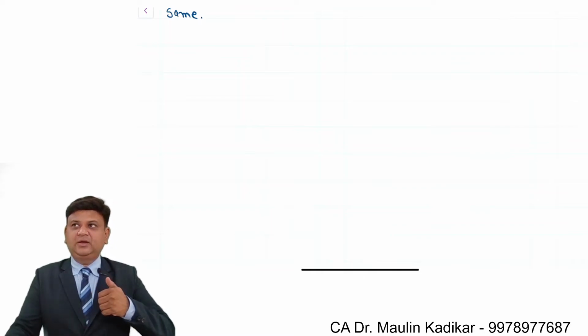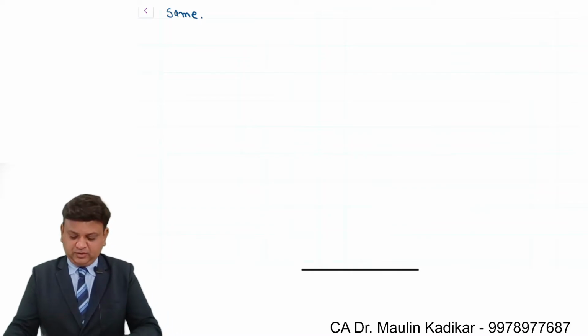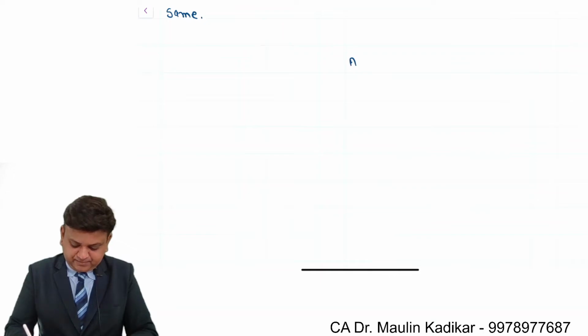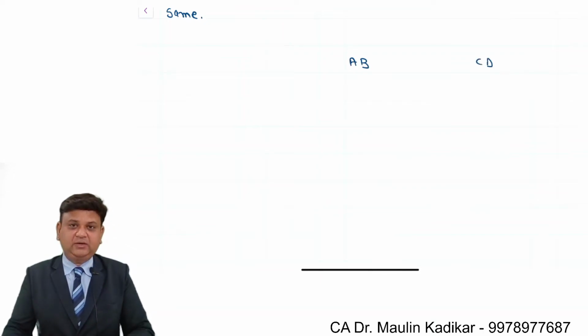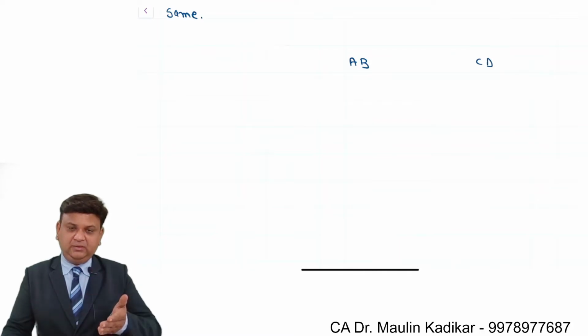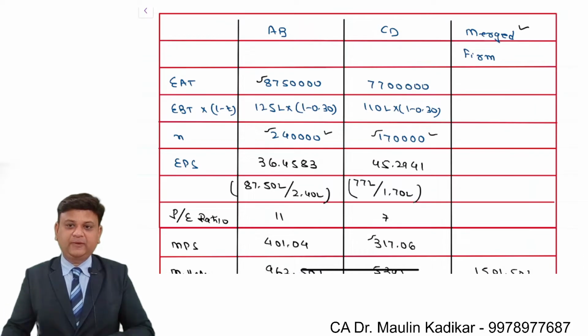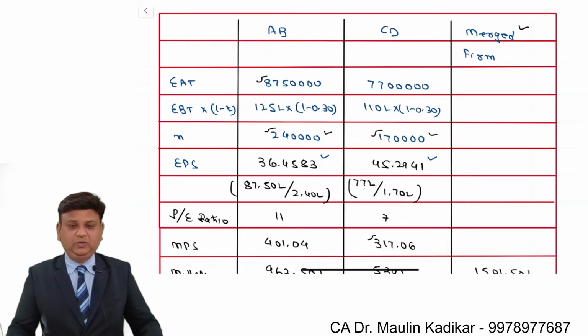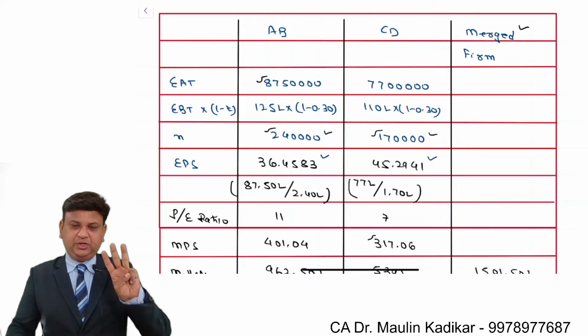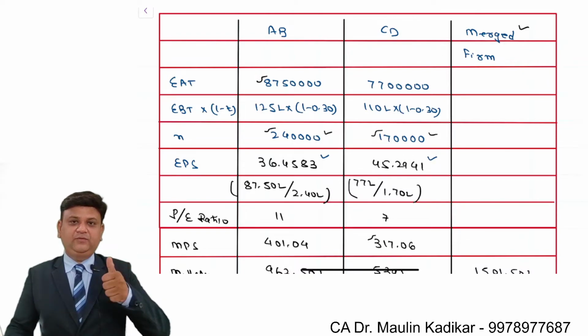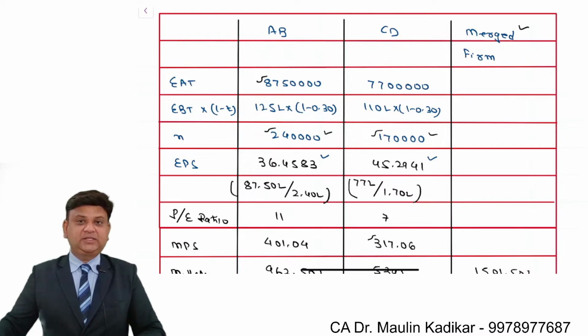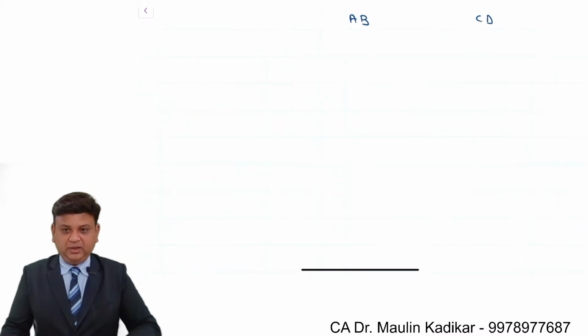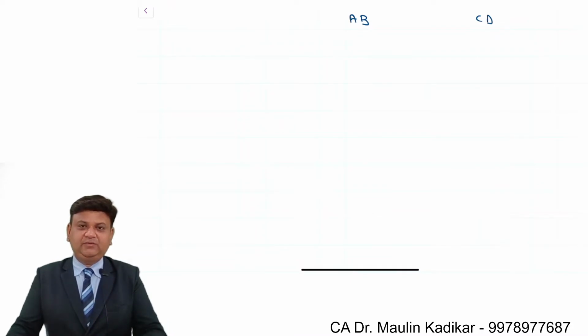Means before we pass comment, basically we are required to compute the value. So first of all, we'll do the valuation of AB Ltd and we'll do the valuation of CD Ltd, taking into account the cost of capital, the growth rate, and the earning. We already have calculated earning per share over here. So taking this earning, growth rate and cost of capital into account, we are required to do the valuation. So let us do valuation first of all and then we'll pass the comment.